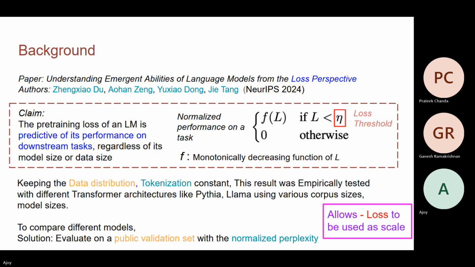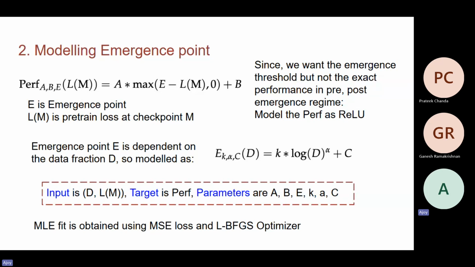Next. So now they're trying to model the curve. They're modeling using a ReLU, because they mainly want to model that point. So E is the emergence point where it happens, L is the loss, and performance is the performance that we get. Now they're trying to fit ReLU type curves for that. And now the emergence point depends on the data, as the data fraction, I mean the number of training samples, is changing.